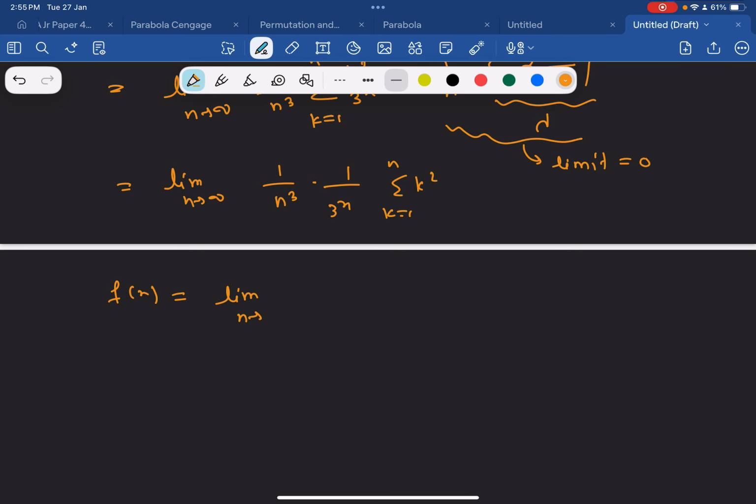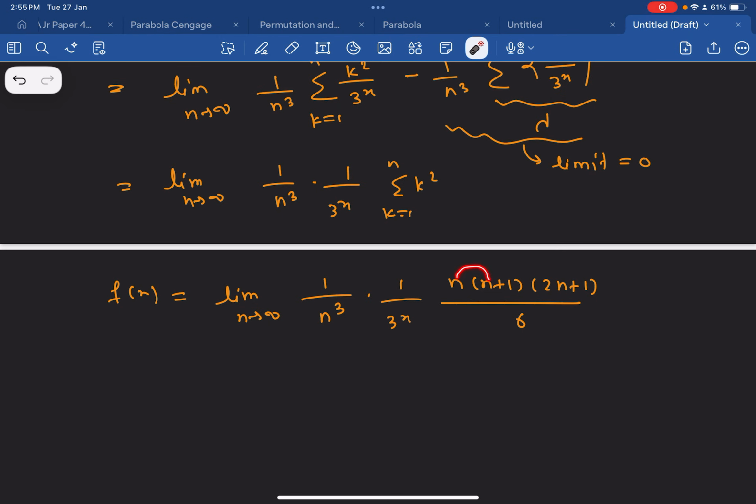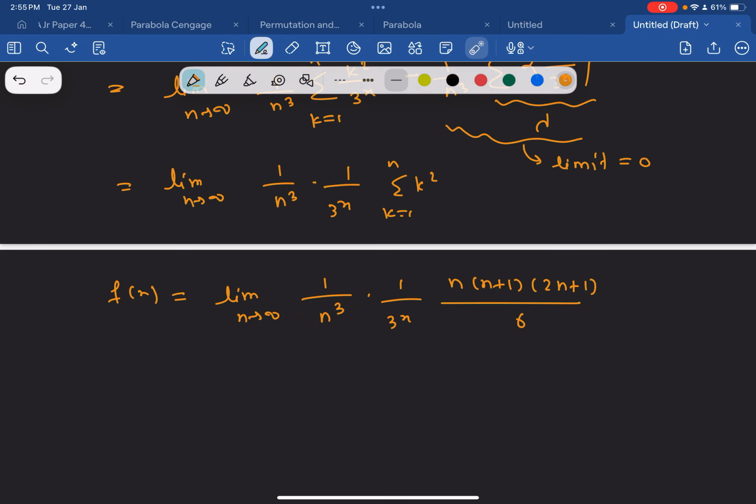So f of x we can write as limit n tending to infinity 1 by n cube, 1 upon 3 raised power x, and this will be n into n plus 1 into 2n plus 1 by 6, correct? So we only have to see the highest power coefficient. Here we will get n into n squared into 2n cube. So 2n cube and n cube will be cancelled out, and only 2 will be left in the numerator.